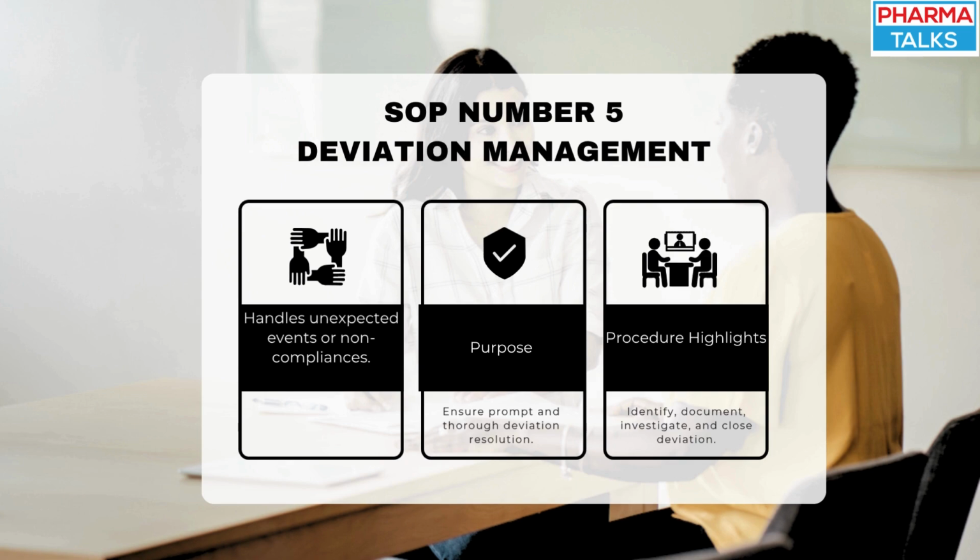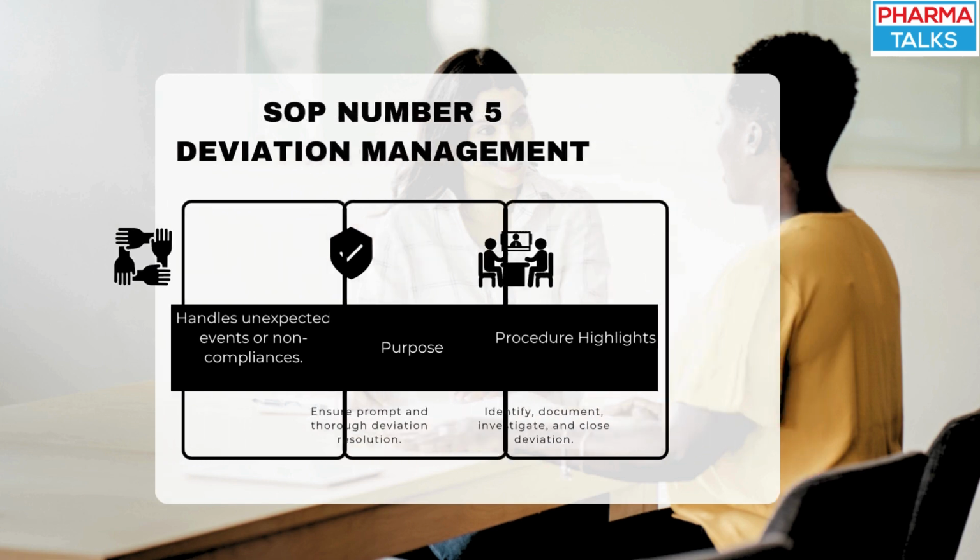The SOP outlines the steps for identifying, documenting, investigating, and resolving deviations. It includes a process for assessing the impact of the deviation, determining the root cause, implementing corrective and preventative actions, and ensuring that the deviation is properly closed out. This system helps to ensure that any problems are identified and addressed promptly, minimizing the risk of recurrence and maintaining the quality of pharmaceutical products.